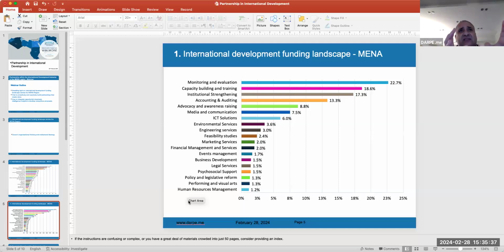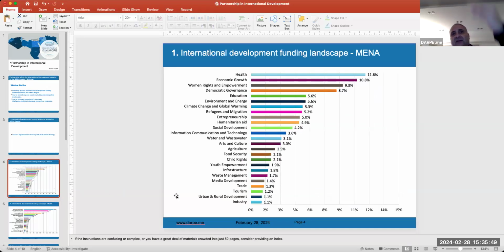In terms of sectors and services, it's a rainbow. They are diversified, from monitoring and evaluation and capacity building to human resource management. And in terms of sectors, they go from health to industry. So it's well diversified, but the issue is the percentage for each, where you can indicate the significance from the perspective of the donor agencies.